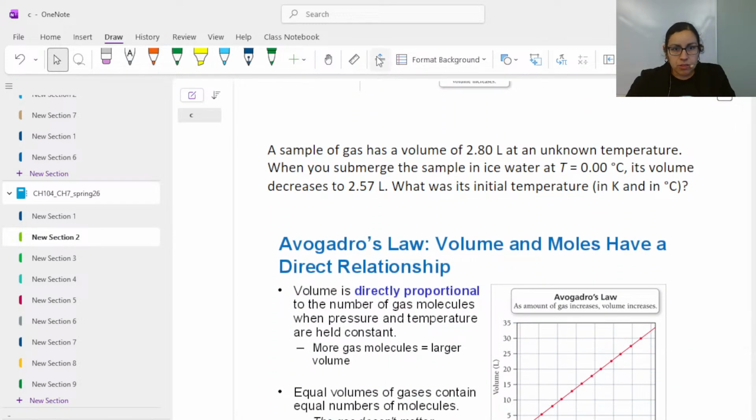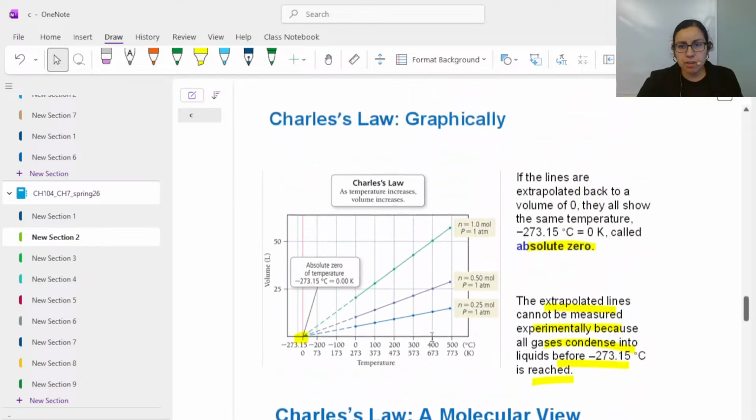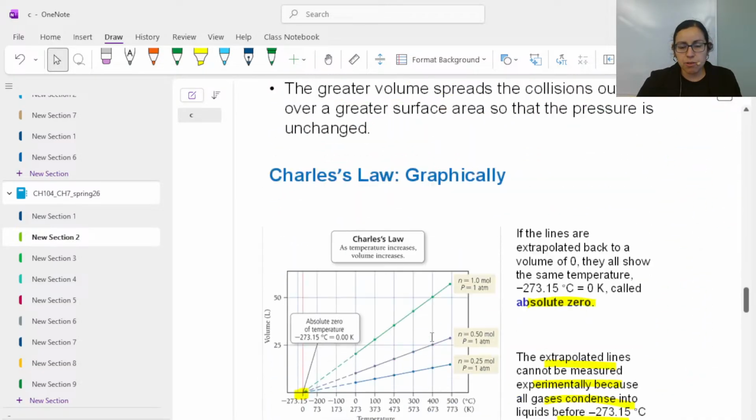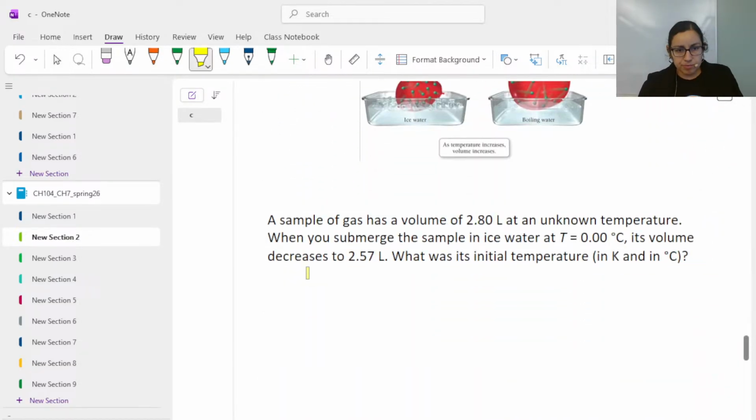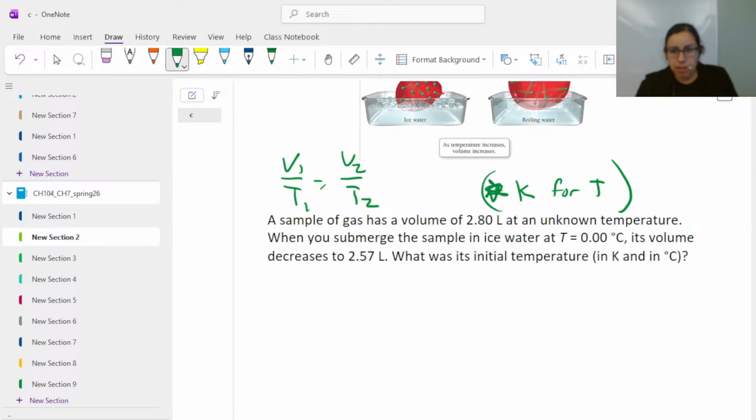All right, let's do our little math example before we take our 10-minute break here. So I'll rewrite our formula. Again, it's just V1 over T1 equals V2 over T2. We do want to be in Kelvin. This is the biggest mistake that people make, they forget to go in Kelvin. But otherwise, it should be straightforward.